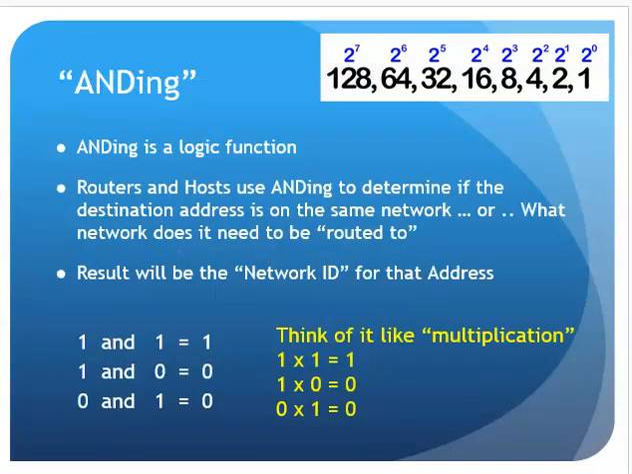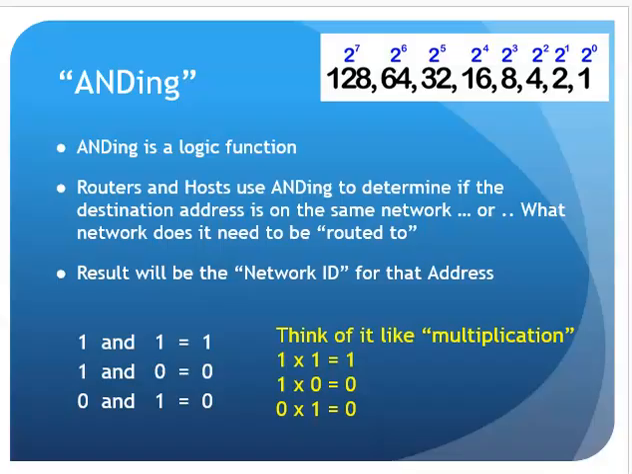Now, that leads us to ANDing. I'm going to throw this out here because we'll need this later on. ANDing is a logic function that routers will use to determine what network something needs to be routed to. Let's put it that way. So when a router gets an IP packet, it takes that destination IP and subnet mask and it ANDs them together to find out what the network ID is, what the network or the subnet is that it needs to route this traffic to.